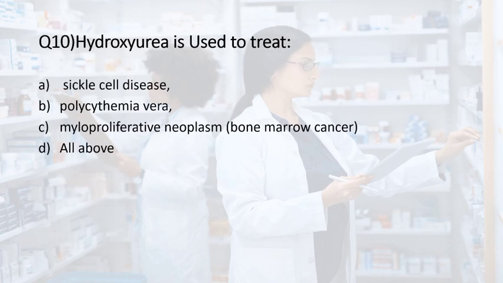Question 10: hydroxyurea is used to treat sickle cell disease, polycythemia vera, and myeloproliferative neoplasm, that is, bone marrow cancer. So the answer is D, all of the above. Hydroxyurea is a cancer drug that slows down the growth of new cells in the body. So in all three of these diseases we can use hydroxyurea because it slows down the growth of cells. The correct answer is D.